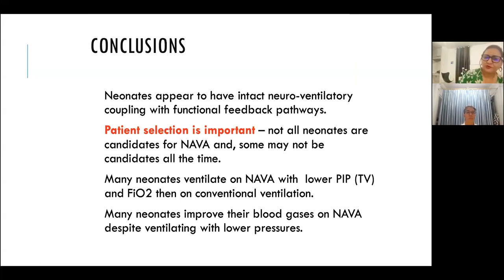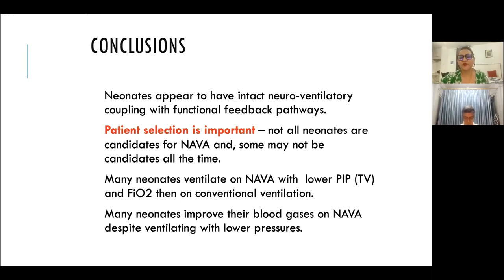So in conclusion, the neonates appear to have intact neuroventilatory coupling with functional feedback pathways. And it's very important to select which patient you need it for, because all babies would not be candidates for Nava. And some may not be candidates all the time, because in some situations this baby may need Nava. Especially we've seen the babies with BPD whom you are not able to wean, or the babies who are fighting and asynchronous, those babies are really very happy with Nava.